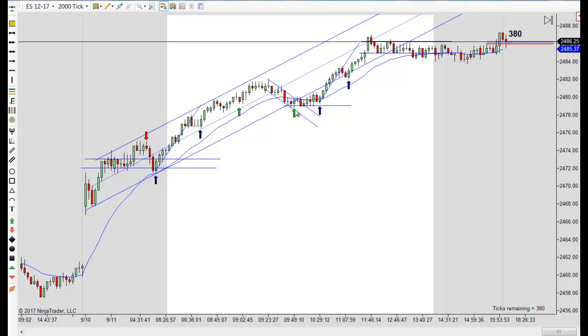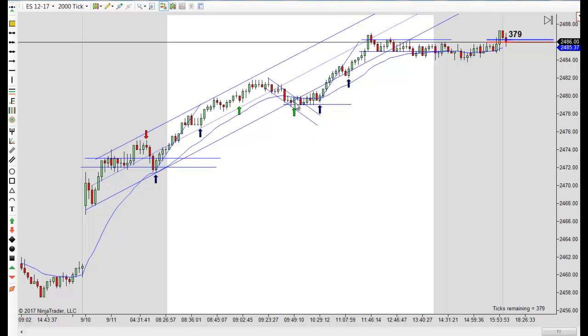So, but it is a second entry long right at the key entry point. We did go below the EMA, so that's a little bit of a concern too. So I only mark that one green. I think you're better off to wait and look for your failed second entry short or some other kind of setup, and notice what happens.